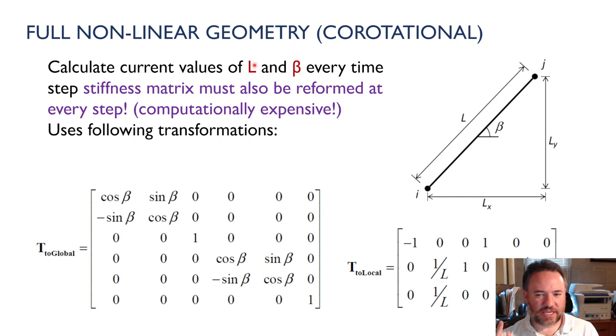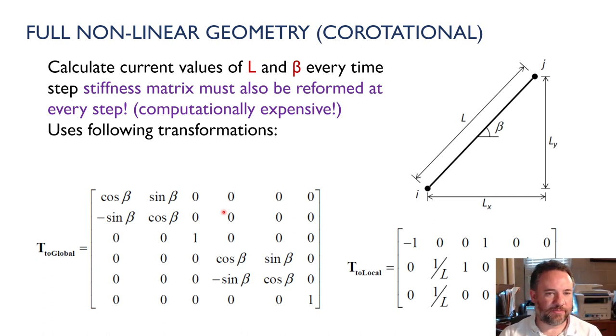So what OpenSees has to do is look at the new positions of the nodes based on previous deformations that have occurred, calculate what is the current length of this element and what is the current angle of this element with respect to the global coordinate system. You can imagine those calculations are pretty straightforward. And then it's going to take those current beta and L values and plug those in here. And then it is going to apply those two matrices to the force in order to transfer those forces from global to local.